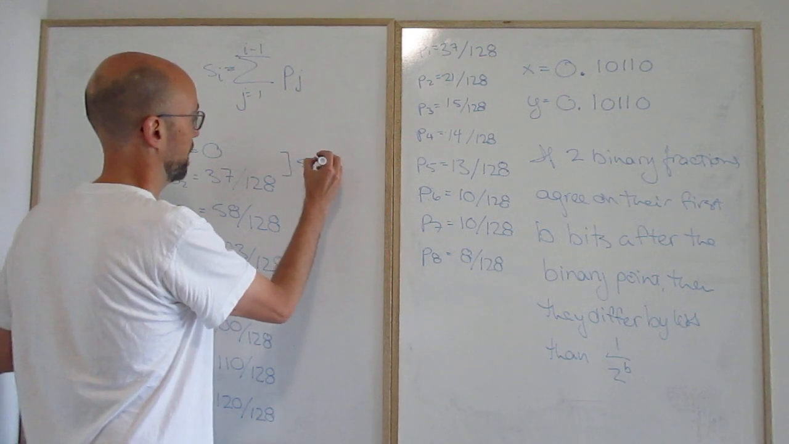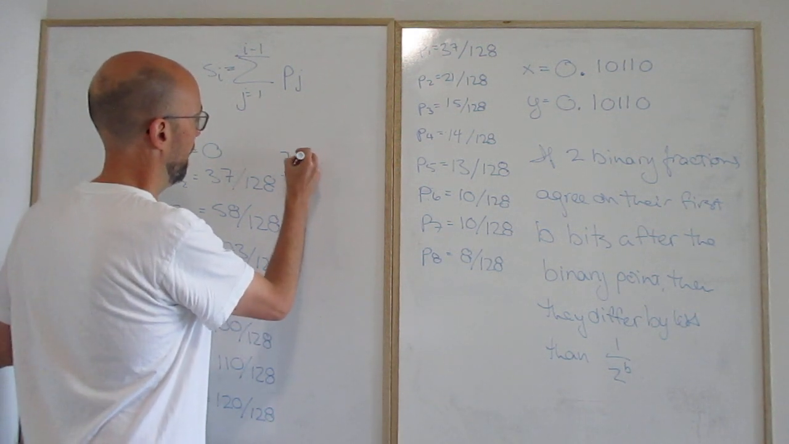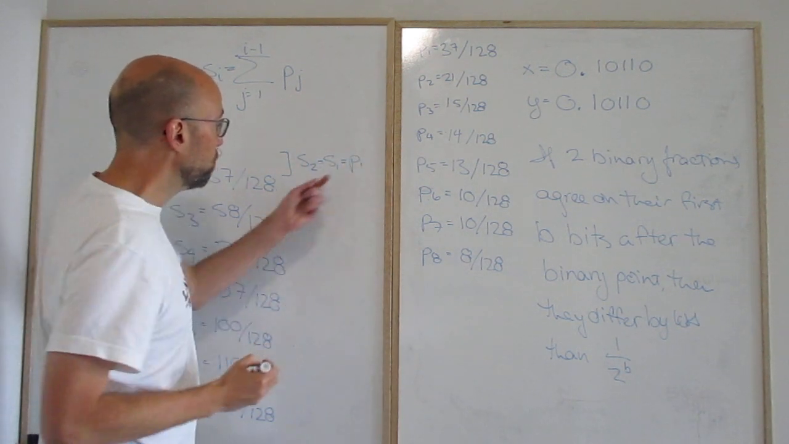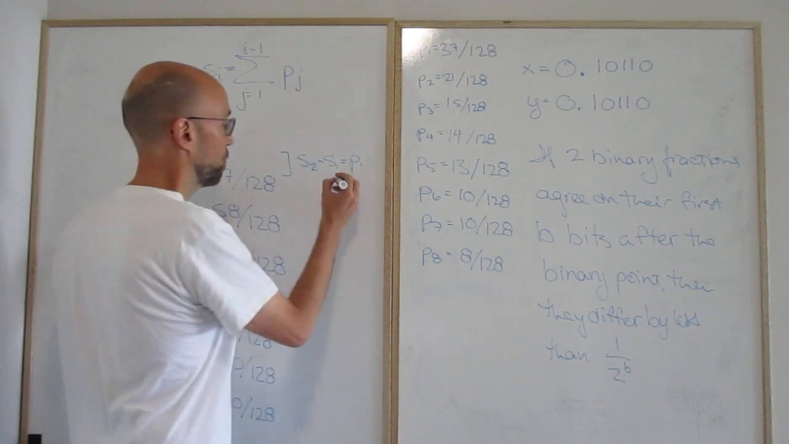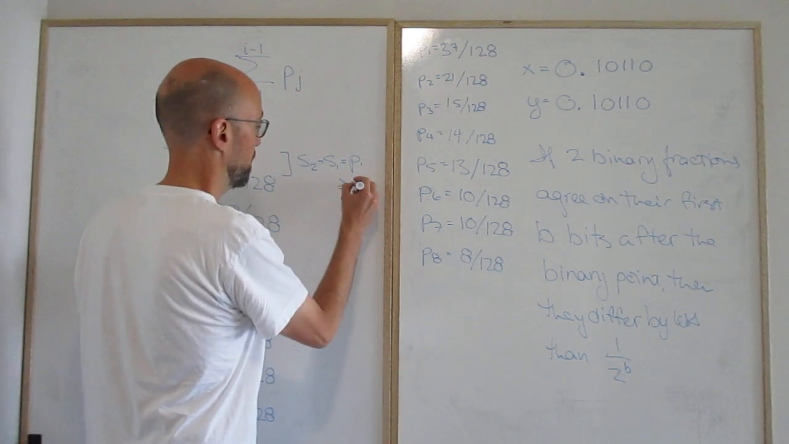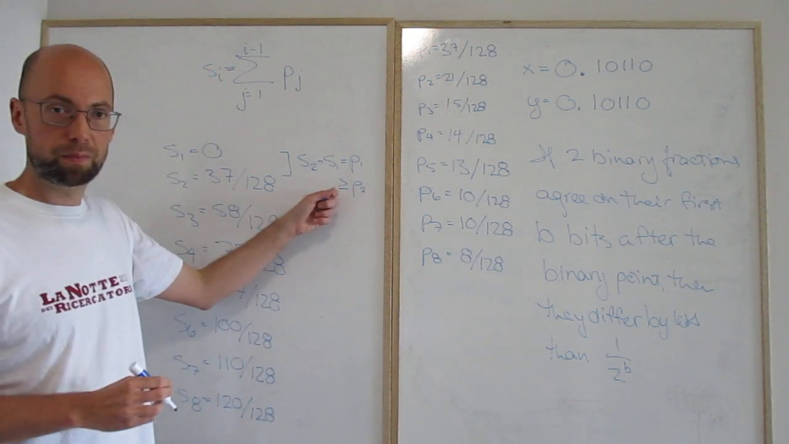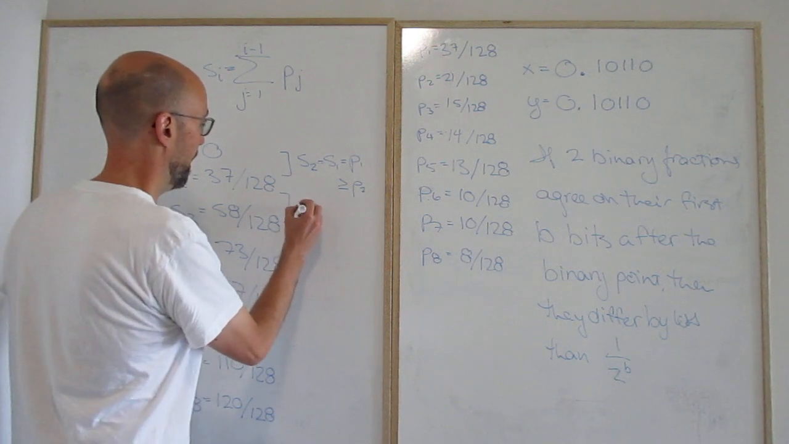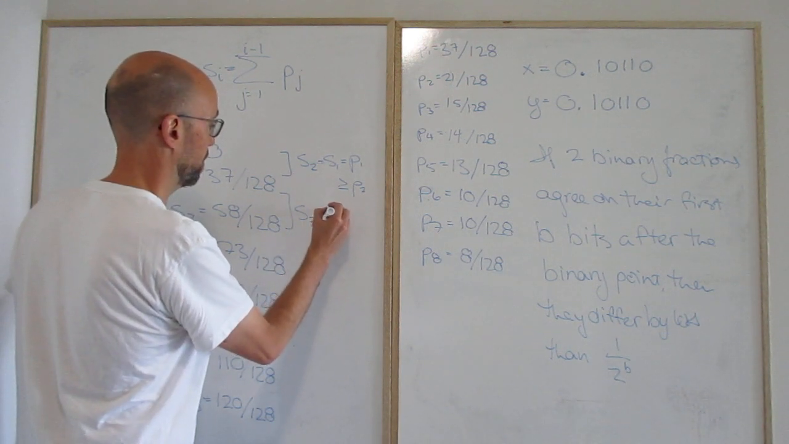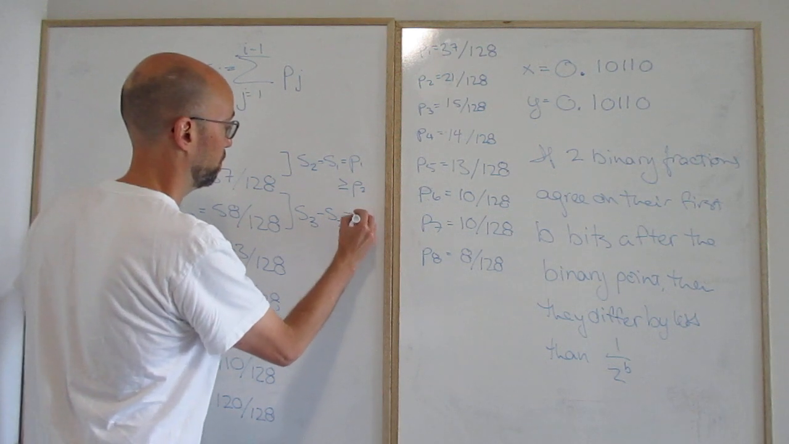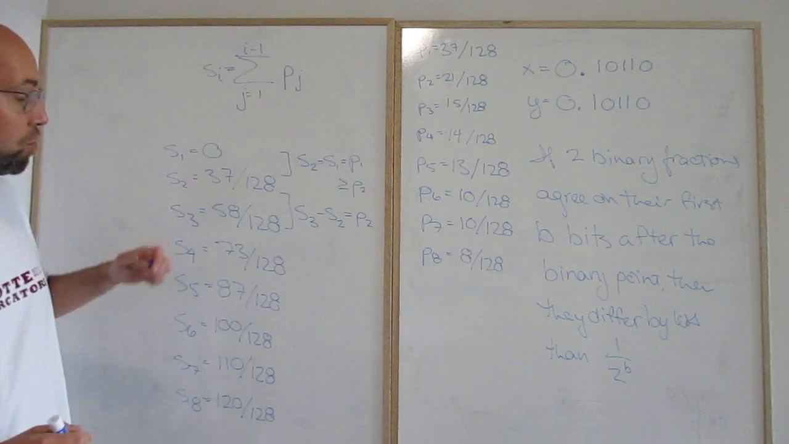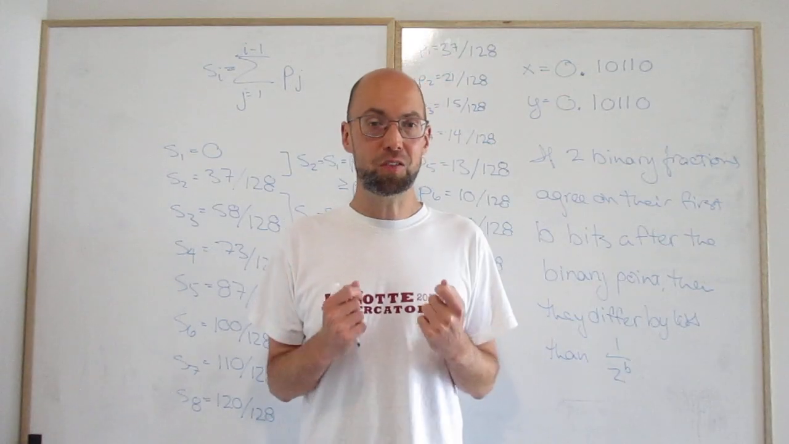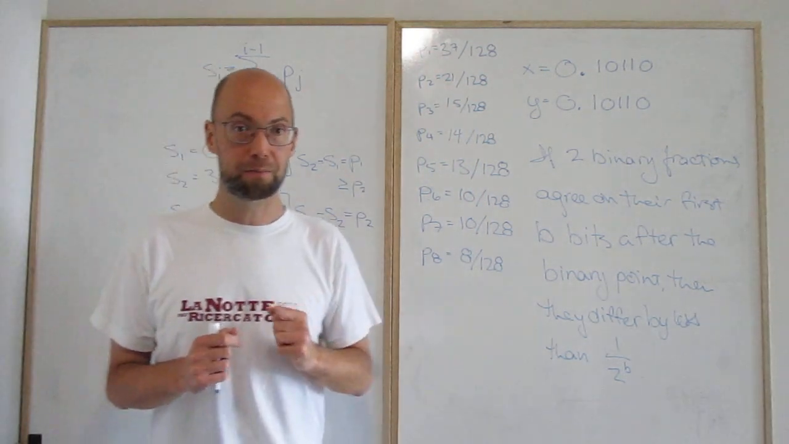So S2 minus, I'll make this bigger. S2 minus S1 is P1 by the definition of the S's, which is greater than or equal to P2. Okay? And what's the difference here? S3 minus S2 equals P2. So S2 differs from both its neighbors by at least P2 because the probabilities were sorted.